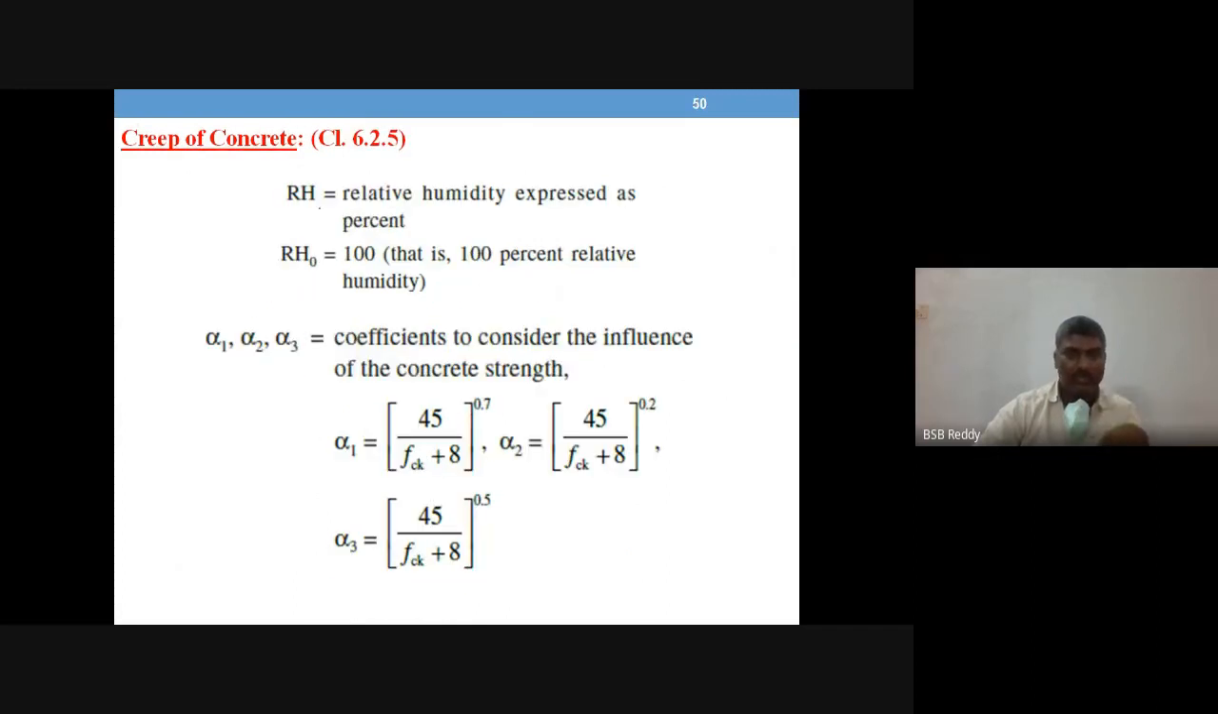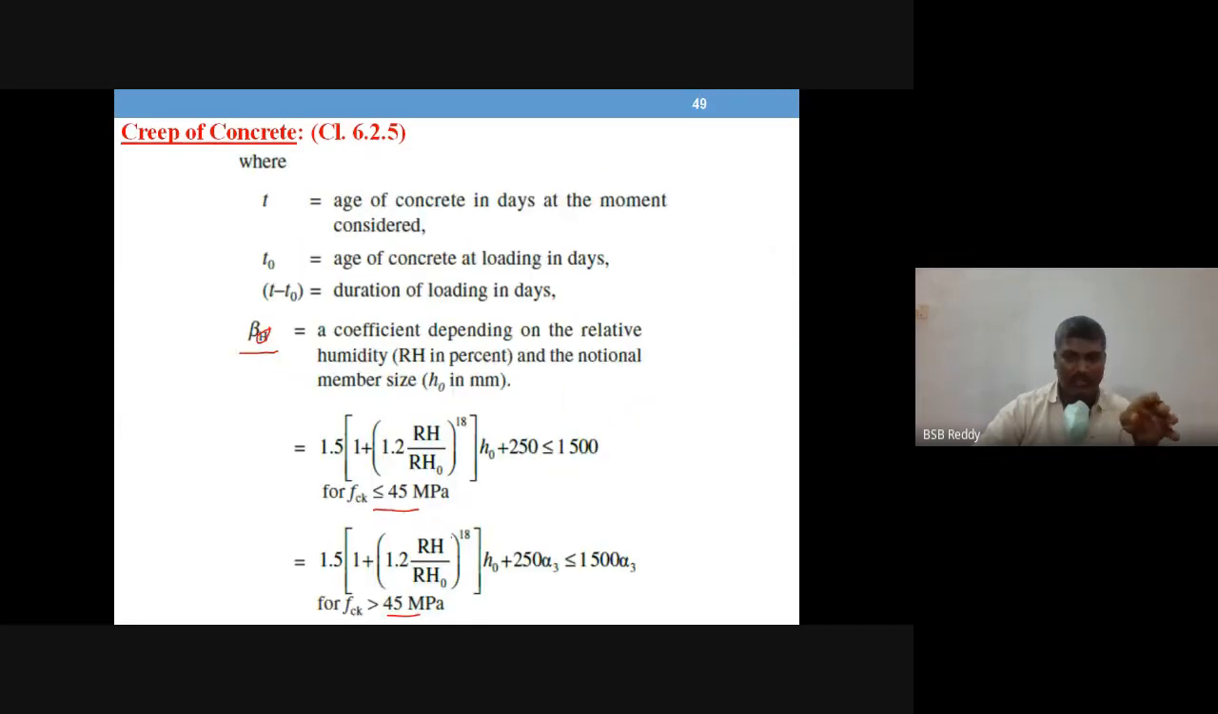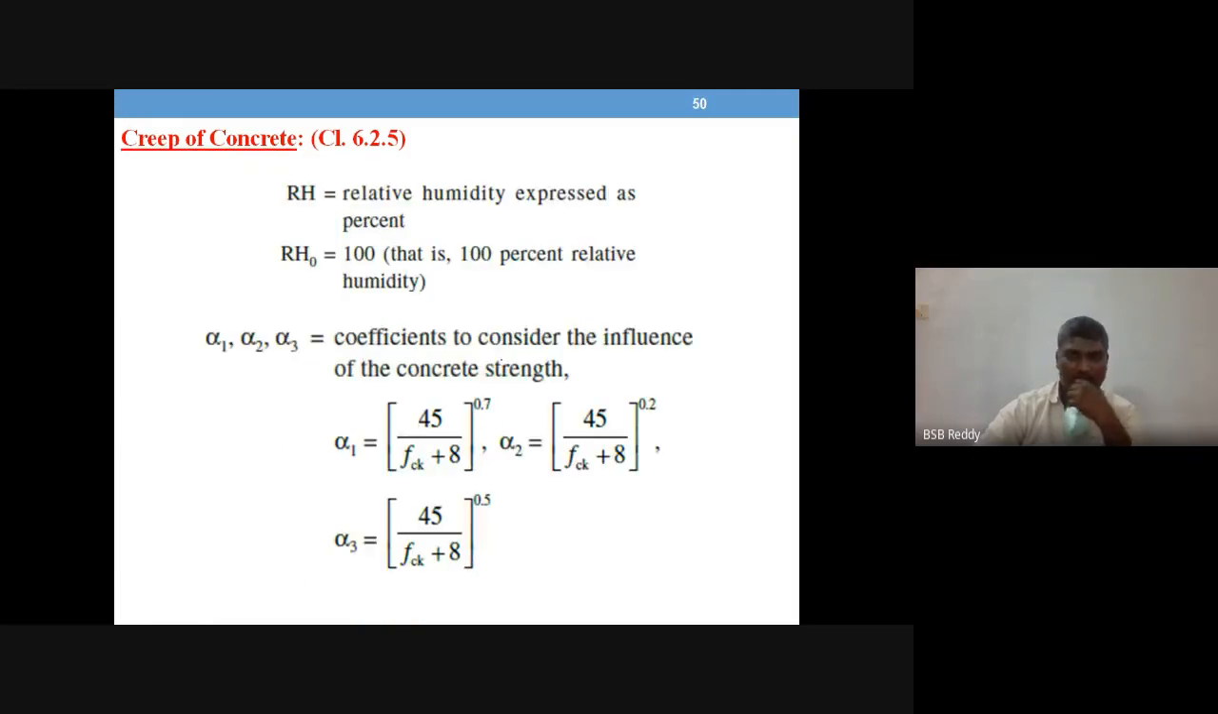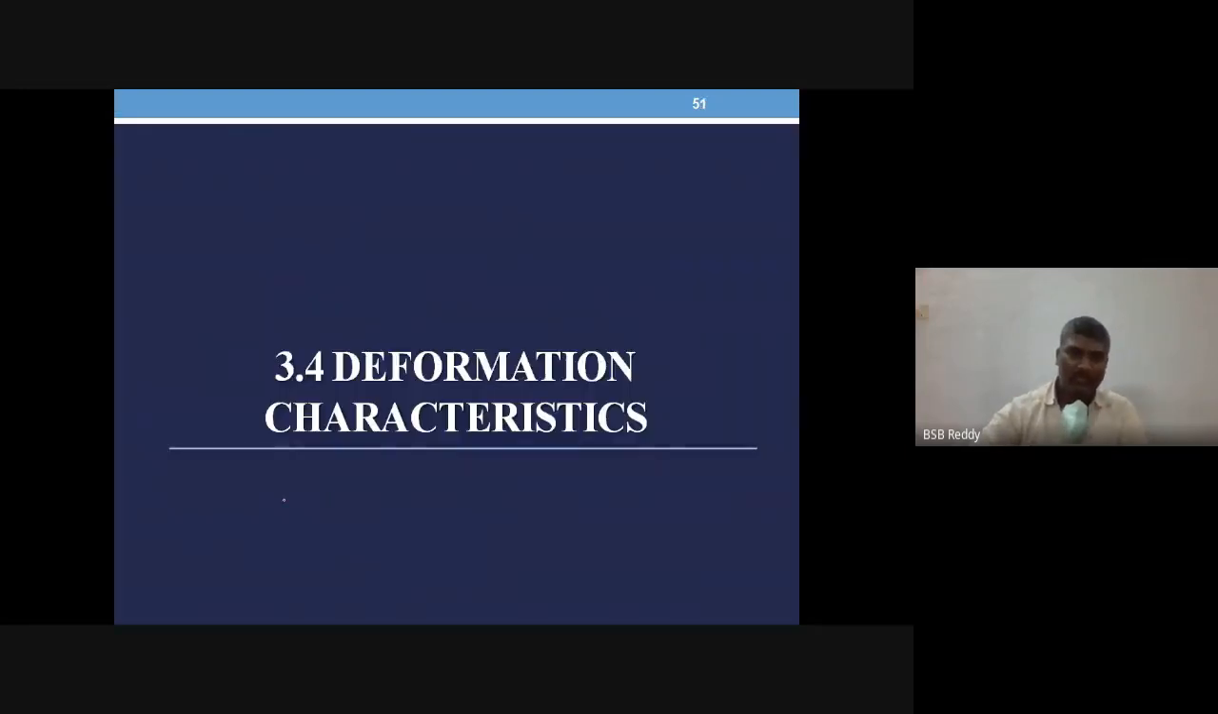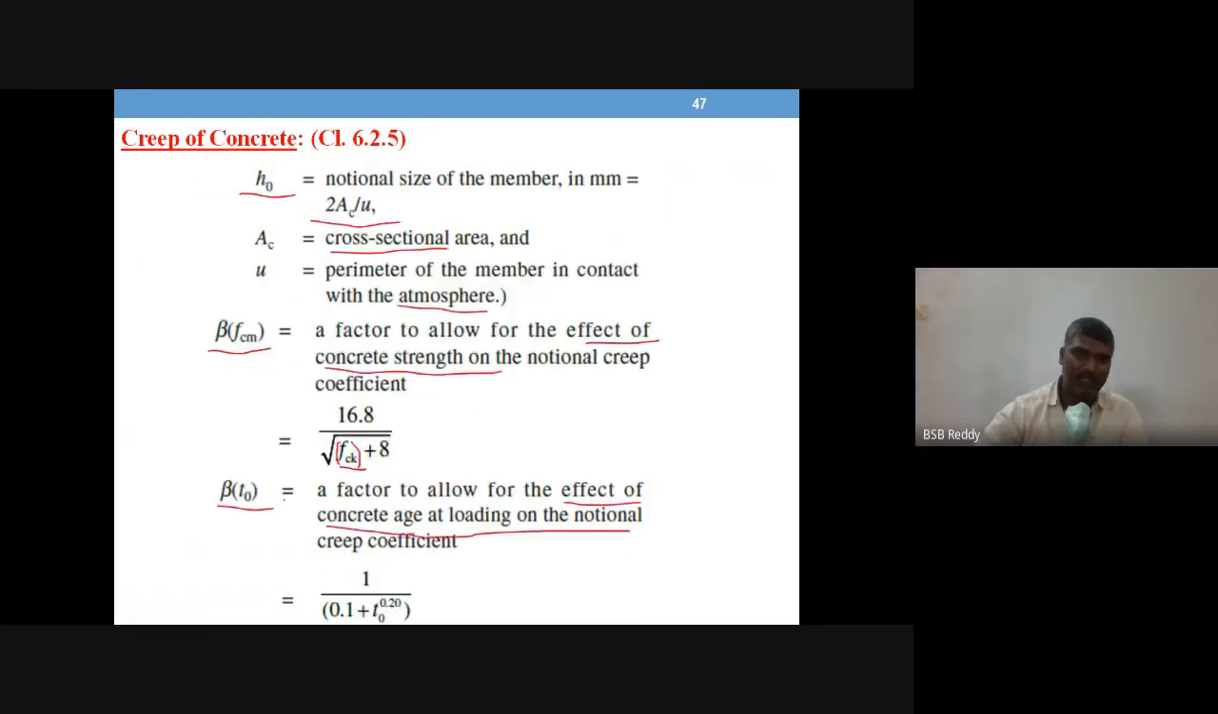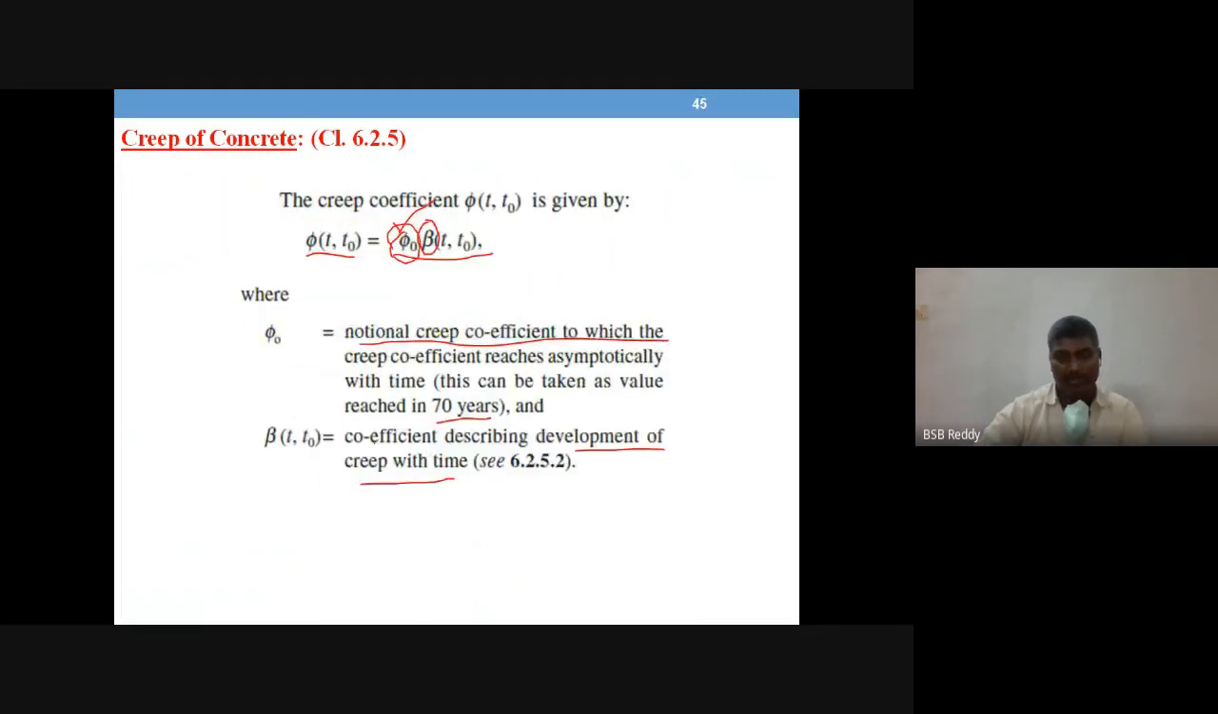And you have the values of alpha 1, alpha 2 and alpha 3 required for calculations. Those are the strength influencing parameters, and those are given straight away in terms of formulas. So you just need to substitute fck in all these. This is how you estimate the ultimate creep strain or the creep strain at a particular time. So this is about the estimation of creep value from the IS code.